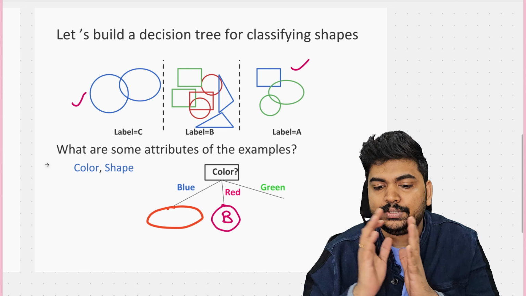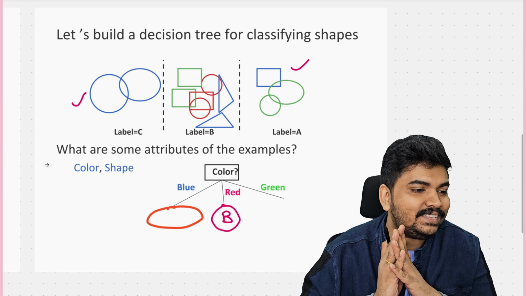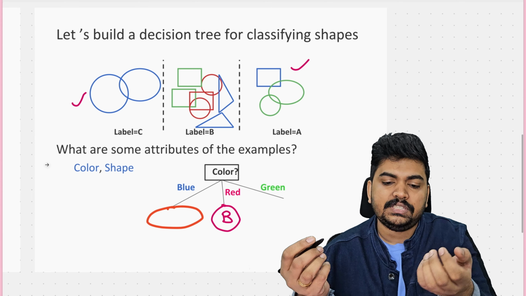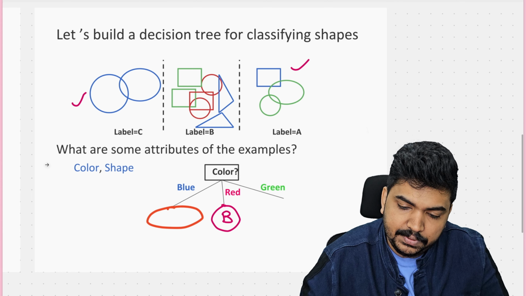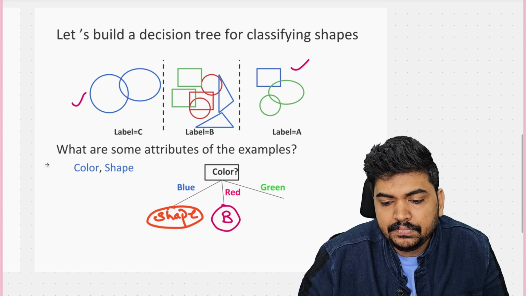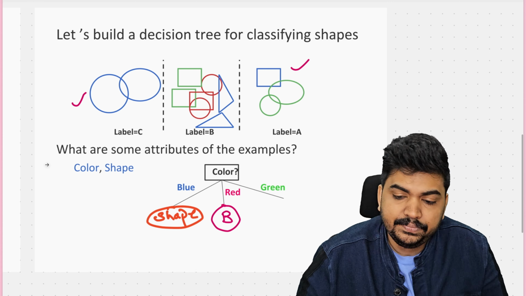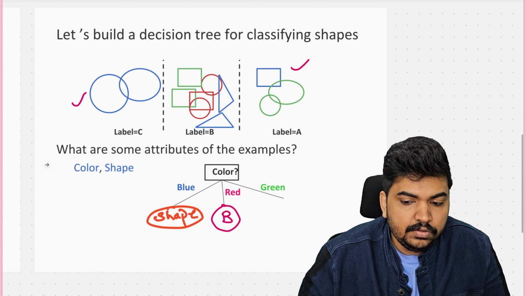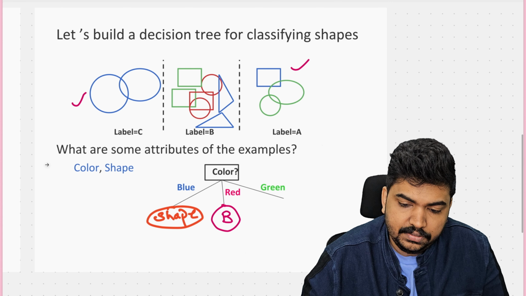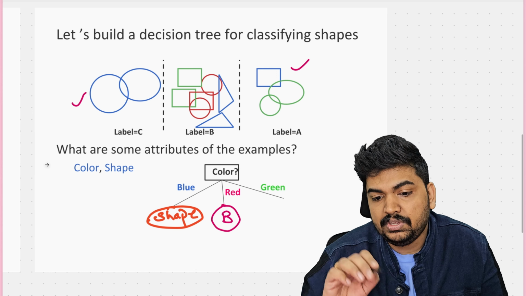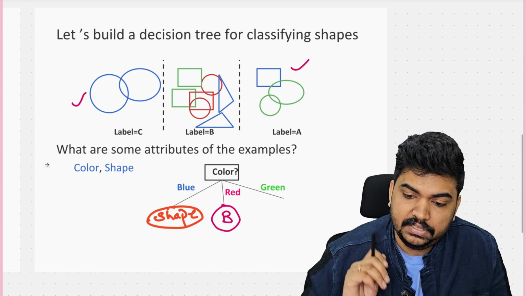Assume it's a circular node. And now here there is no confusion. I can simply use the second feature, which is shape. I will use the shape feature. And now based on the shape, I have to make a subsequent decision. If we are at this point, then we are already considering only those instances which are of color blue. We are ignoring everything else.